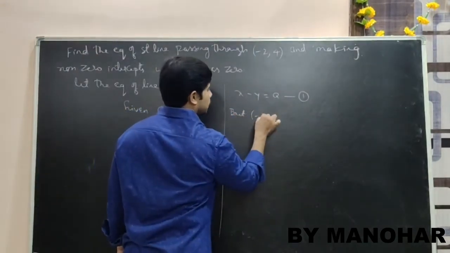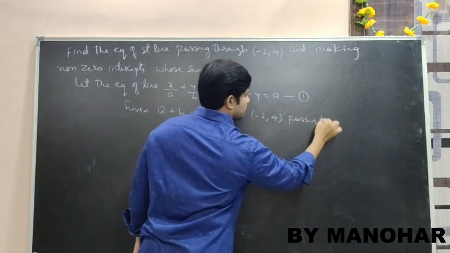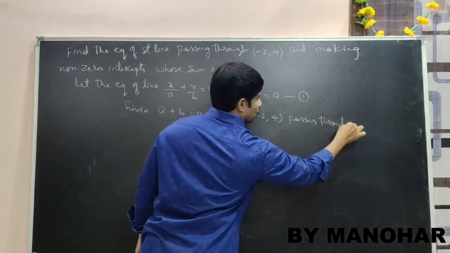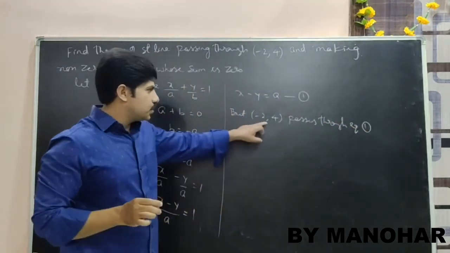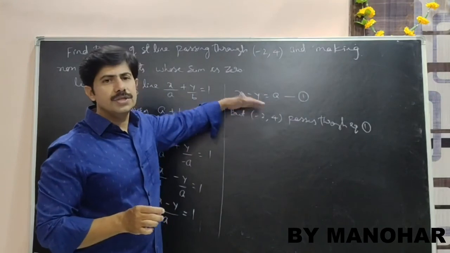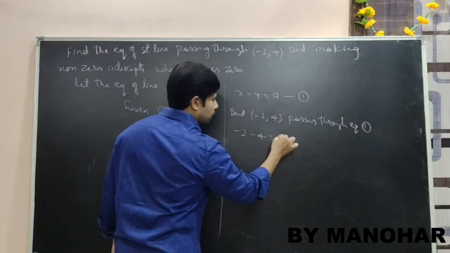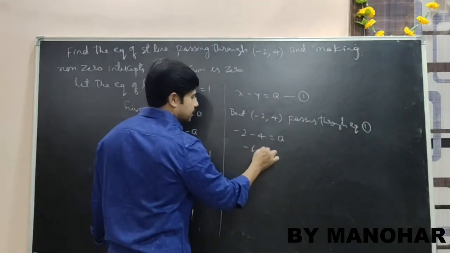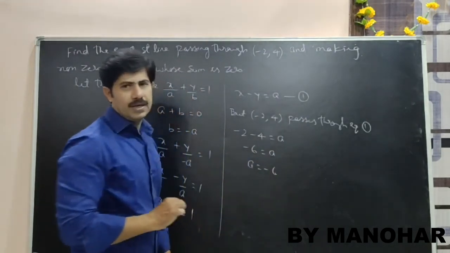So here I will write, minus 2 comma 4 passes through equation 1. So this minus 2 comma 4 I will substitute in this equation. So that is minus 2 minus 4 is equal to a. Minus 6 is equal to a. So a value is minus 6.